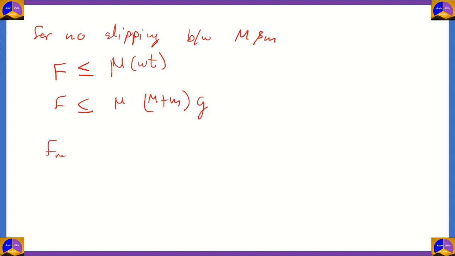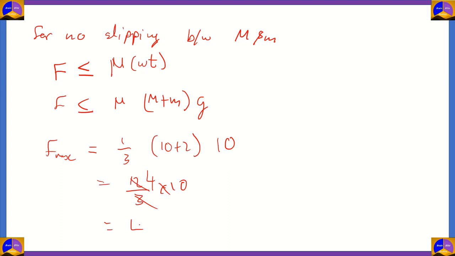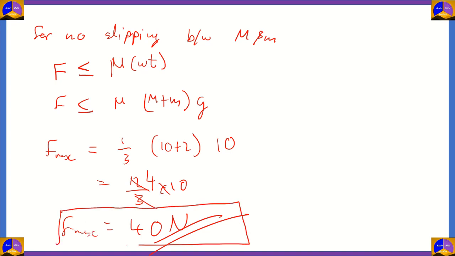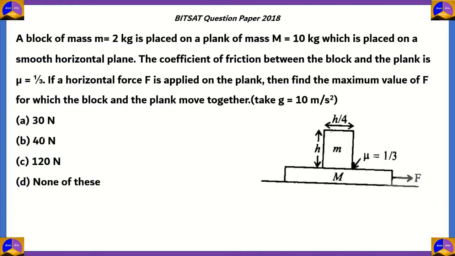So the maximum force can be calculated as mu, that is 1/3, times M plus m, which gives you 10 plus 2, and then g is also 10. So 10 plus 2 is 12, so 12/3 into 10. 12/3 gives you 4. 4 times 10 is equal to 40 Newton. So 40 Newton is the maximum force that can be applied on the plank to make sure that both the block and the plank move without slipping. If you look at our options, you can see that option B, 40 Newton, is the correct option for this question, which was asked in 2018.